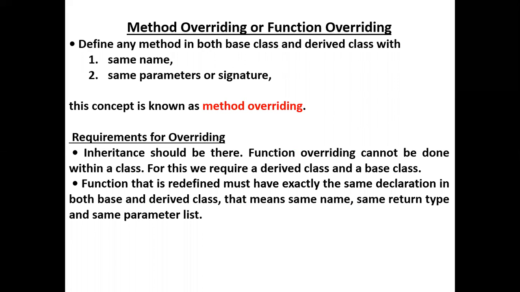What is the requirement of function overriding? Inheritance should be there. Function overriding cannot be done without a class. We have to do this with the help of base class and derived class with inheritance. The function that is redefined must have exactly the same declaration in both base and derived class, meaning the same name, the same return type and the same parameter list.